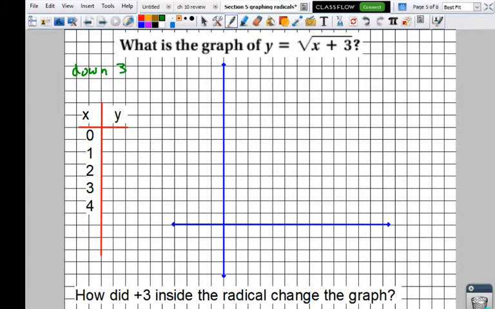Alright, so looking at the graph, what happened? They went this way. They went left, right? Right, left. That's right. I'm gonna make my table and I'm gonna graph it real quick.